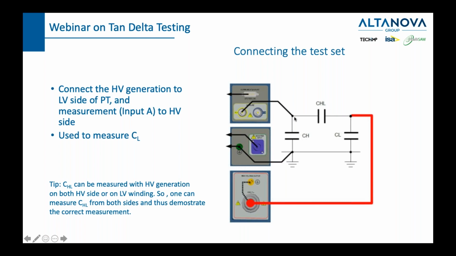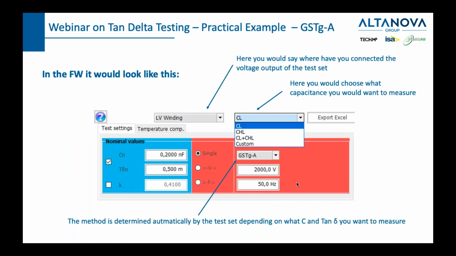So now we are generating on the low voltage side, and we are measuring from the high voltage side. Why are we doing this? We are doing this because in the previous 2 steps, we measured CHL and we measured CH, but we didn't measure CL. We could not have measured CL with the generation here and measurement here. That's why we needed to switch. Now the generation is here and the measurement is here, and we can measure CL. Of course, with this setup, you can also measure CHL and compare that measurement to the previous measurement when the generation was on the high voltage side, just to be sure that the device is measuring properly.